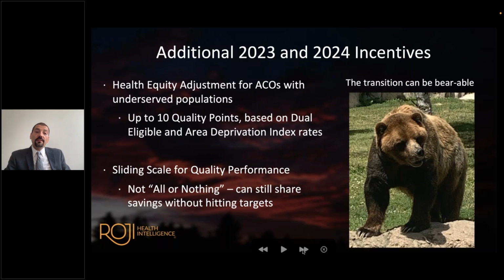There is also a sliding scale for quality performance. So it is no longer going to be all or nothing. You're going to still be able to share savings even if you do not hit performance targets. So CMS is trying to actively move people into the APP before the mandatory sunsetting.